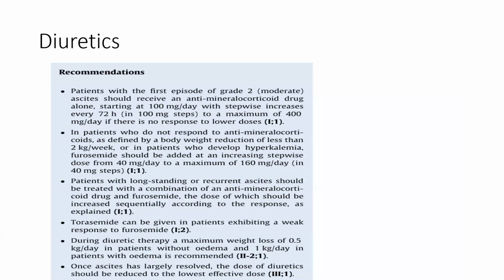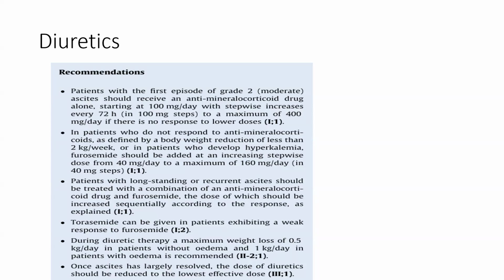Now, regarding diuretics, patients with the first episode of grade 2 ascites should receive an antimineralocorticoid drug alone, starting at 100 mg per day with stepwise increase every 72 hours to a maximum of 400 mg per day if there is no response to the lower doses. In patients who do not respond to antimineralocorticoid, as defined by body weight reduction of less than 2 kg per week, and in patients who develop hyperkalemia, furosemide should be added at increasing stepwise doses from 40 mg per day to a maximum of 160 mg per day.